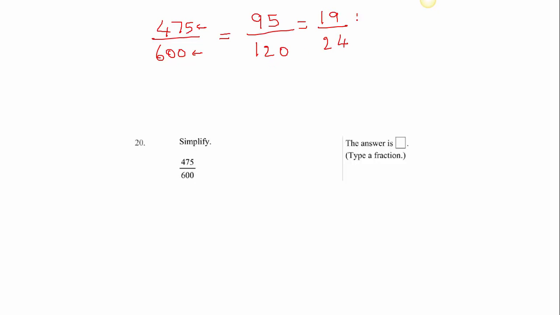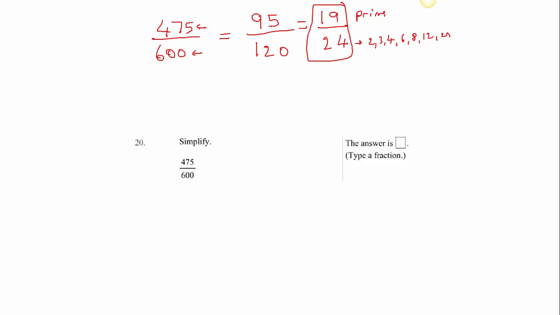So 19 is a prime number, and 24 is divisible by 2, 3, 4, 6, 8, 12, and 24. Nothing in common, so we have to leave this as the final answer.